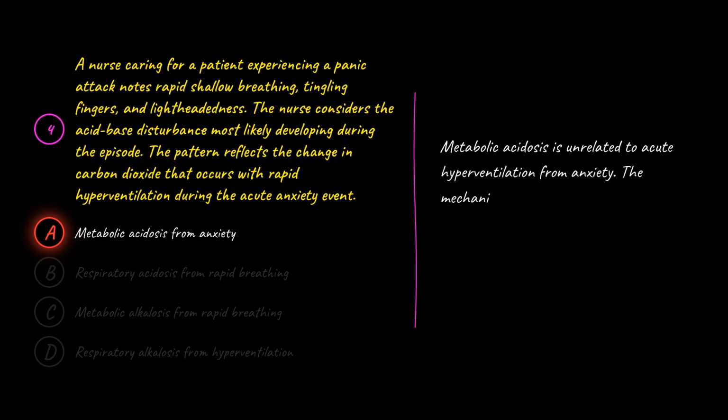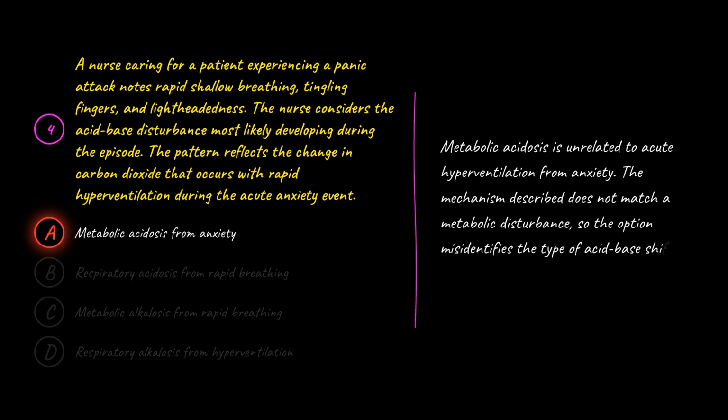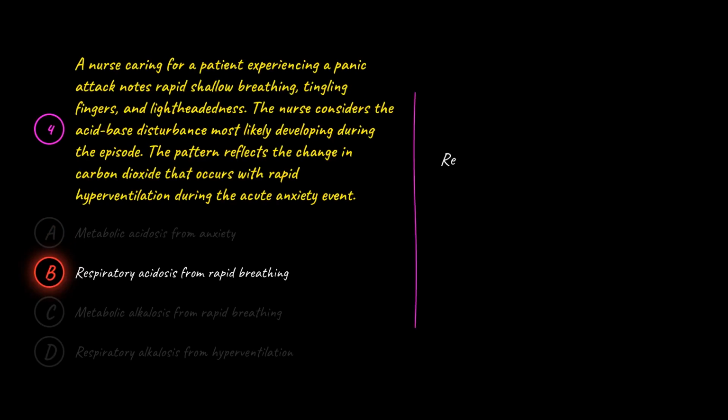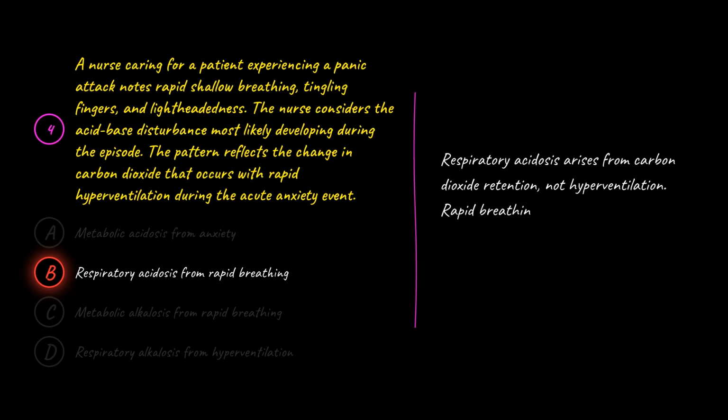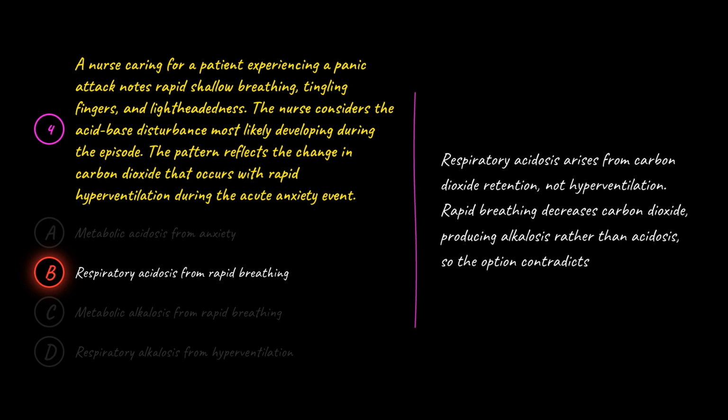The mechanism described does not match a metabolic disturbance, so the option misidentifies the type of acid-base shift occurring during the episode. B is wrong because respiratory acidosis arises from carbon dioxide retention, not hyperventilation. Rapid breathing decreases carbon dioxide, producing alkalosis rather than acidosis, so the option contradicts the basic physiology in play.